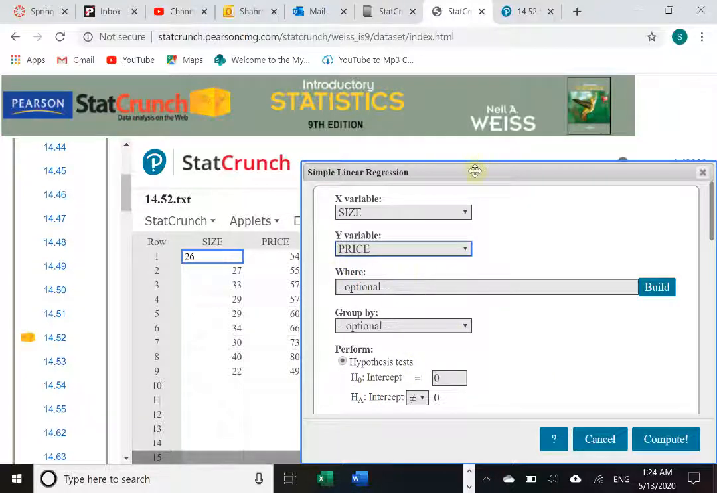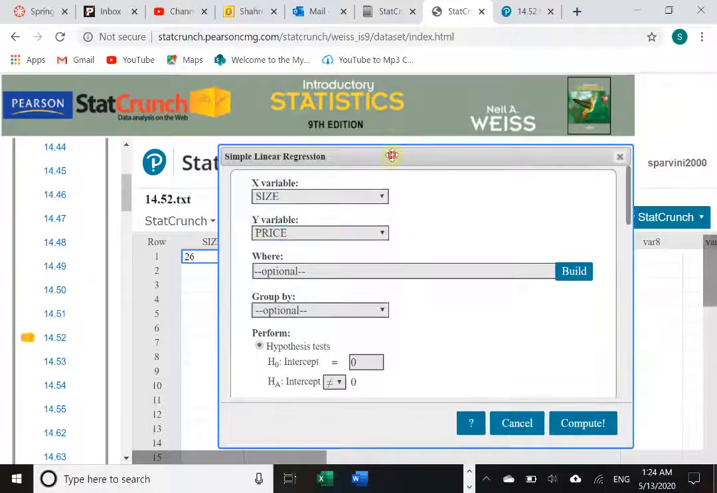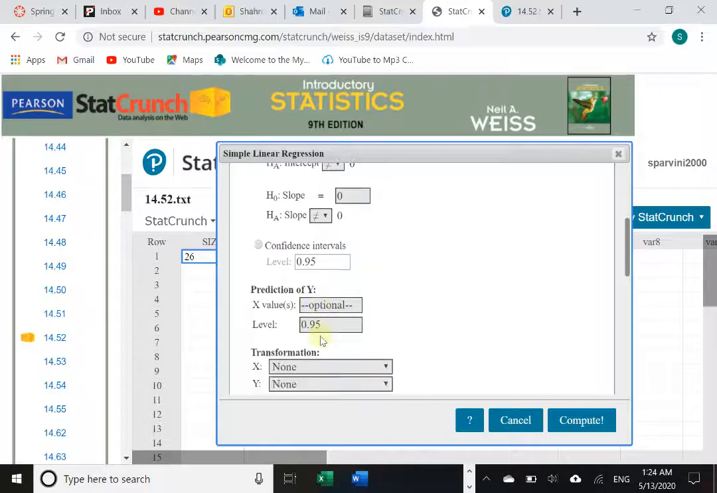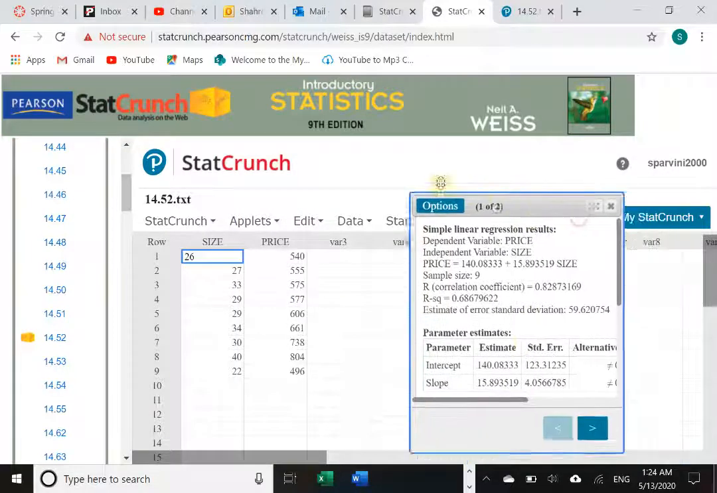Now, if you want to get StatCrunch to make a prediction for you like I did, go down here, where it says X values, prediction of Y optional. I'm going to type 26. You see that? If you want, you can actually type 30, comma 30. So I want two predictions with this one. The book only asks for one. I'm just going to show you that you can get multiple predictions. Compute. There's the regression output.